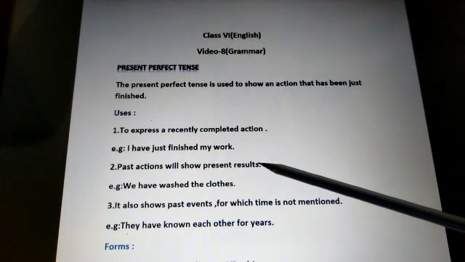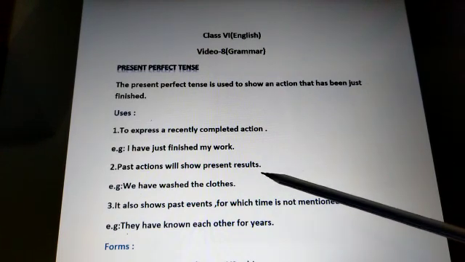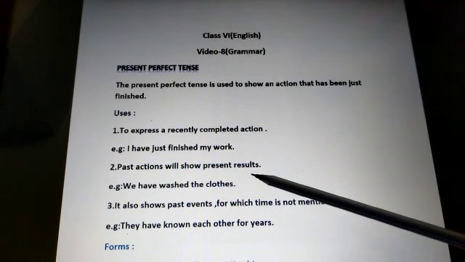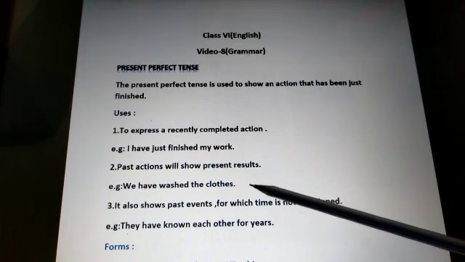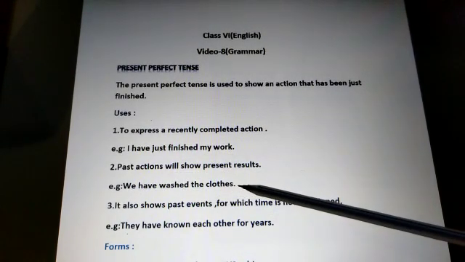Next usage, past actions will show present results. That means you were engaged or involved in some work which will show the present result. That means, for example, you were washing clothes and you have just finished washing the clothes, so we have washed the clothes. This is the example.